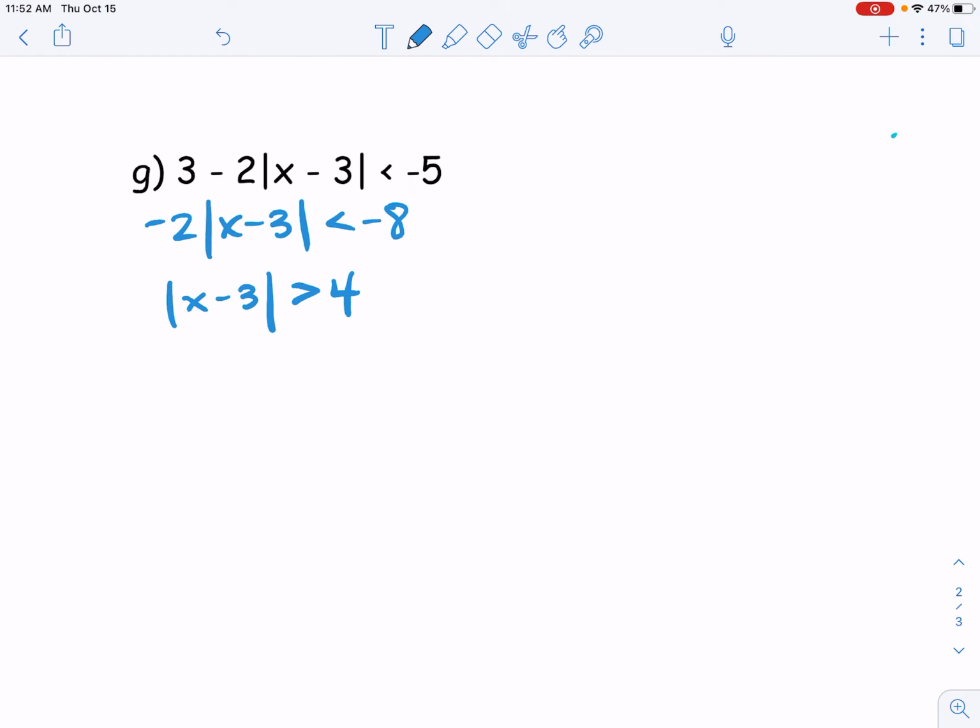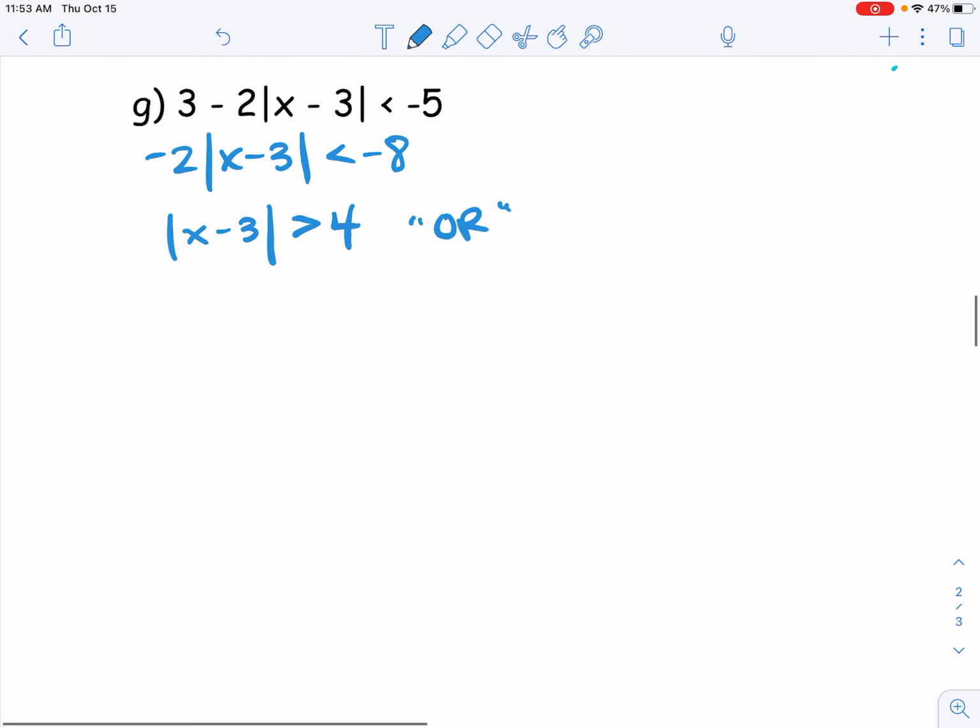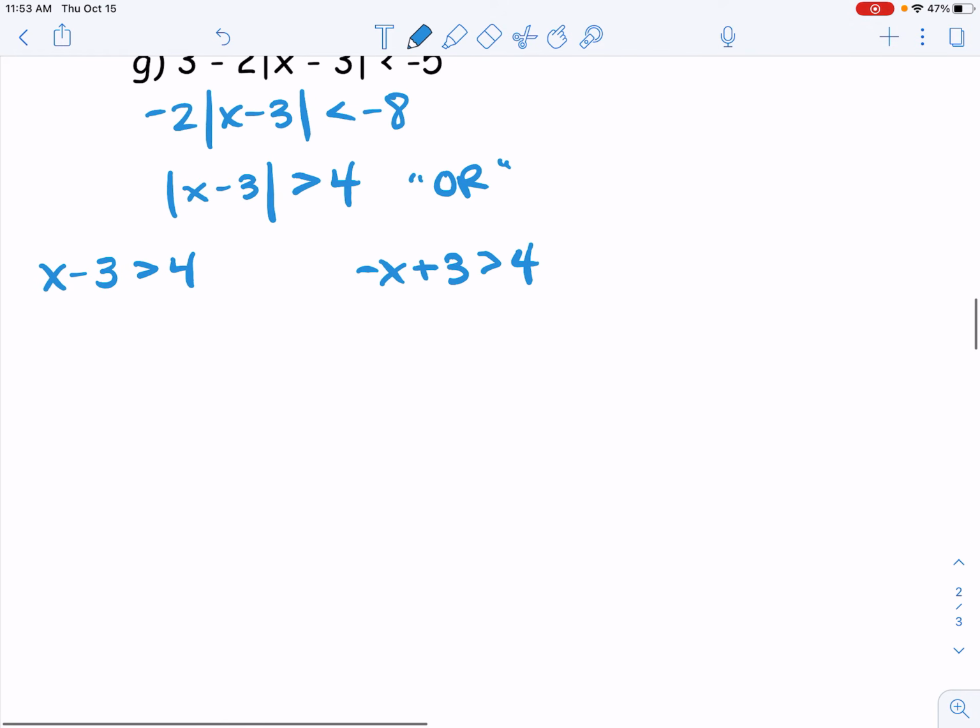So now I take a step back and I think to myself, the absolute value of x minus 3 is greater than 4. Okay, so that could be true, right? And because it's a greater than, we know this is going to be one of those or scenarios. So I'm going to have two answers. It's going to be here or here. So next step, I create two inequalities: x minus 3 is greater than 4, and negative x plus 3 is greater than 4, and I solve like normal. x is greater than 7, negative x is greater than 1, divide, change the sign.